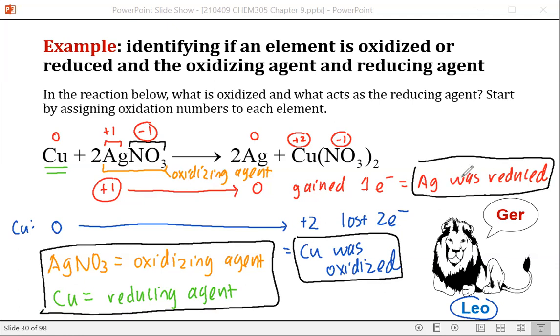So once you figure out the element that was reduced, the compound that that element is a part of on the reactant side is the oxidizing agent. And once you figure out the element that was oxidized, the compound that that element is a part of is the reducing agent.